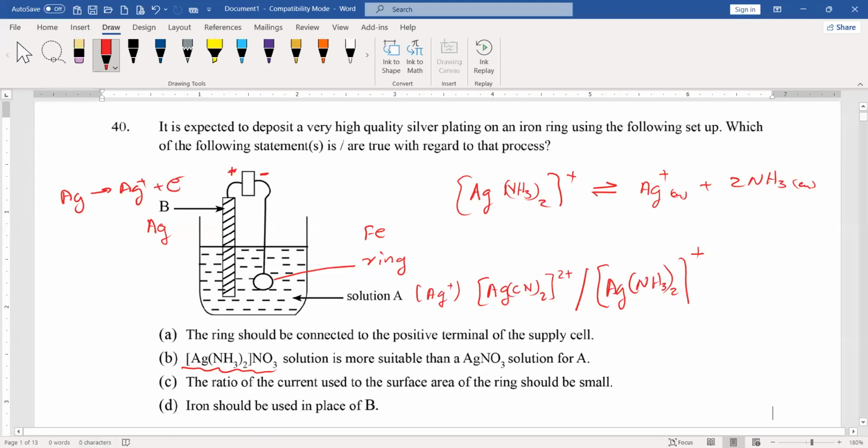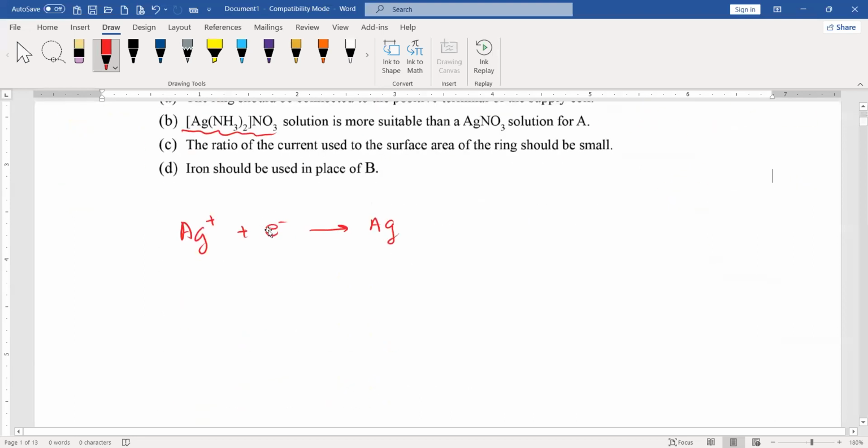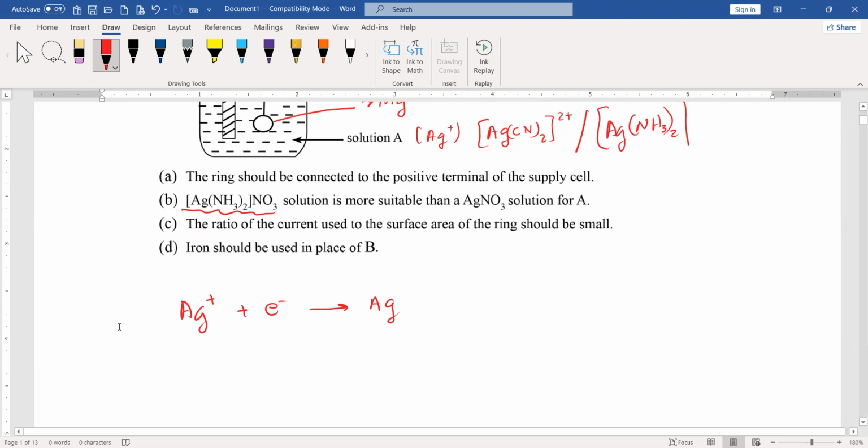But in electroplating or electrolysis, the anode and cathode terminals will be changed. Actually, the chemical processes remain unchanged. That means wherever the oxidation is taking place, that is the anode. Wherever the reduction takes place, it is the cathode, but the positive and negative terminals will change. So the negative terminal of the external power source must connect to the electrode which we need to be plated. The statement that the ring should be connected to the positive terminal is wrong. If you connect that to the positive terminal, you don't get the coating.